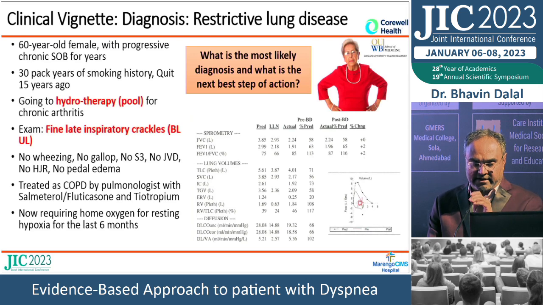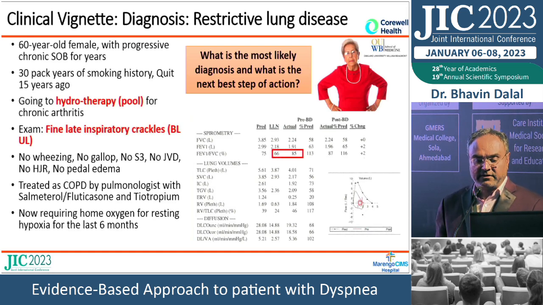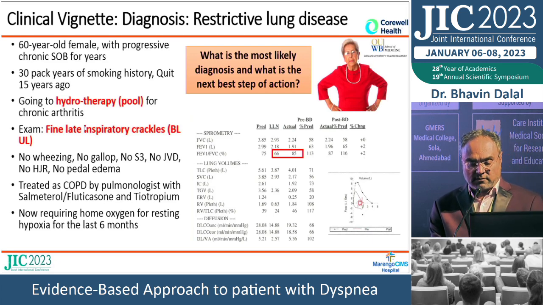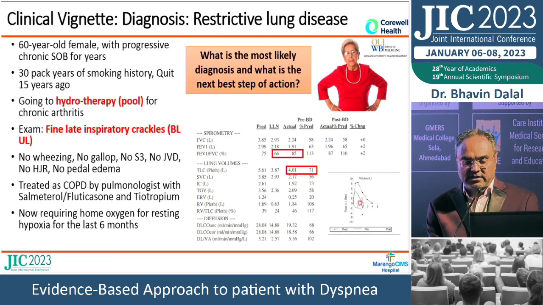These are the important highlighted words: the patient has progressive shortness of breath, hydrotherapy, late inspiratory crackles, and the PFT is showing, for example, the FEV1/FVC ratio. The actual ratio is 85%, which is normal. The patient has a low TLC, showing restriction. So the normal ratio rules out obstruction. The decreased TLC is suggestive of restriction, and DLCO is also reduced, suggesting an impairment in gas exchange. So what do you think the diagnosis is?